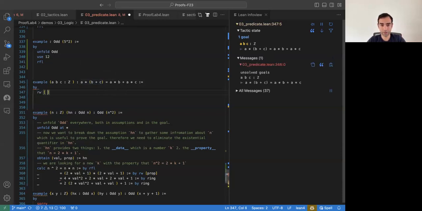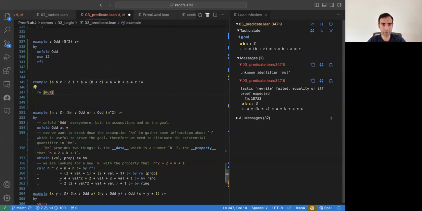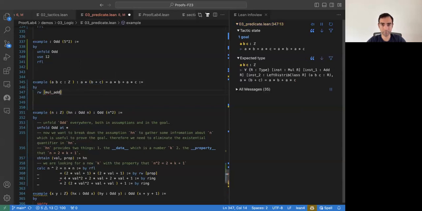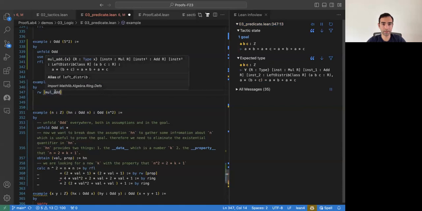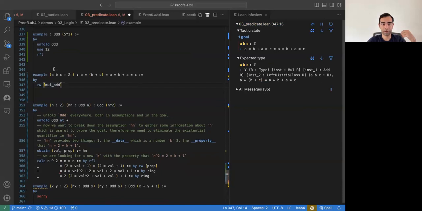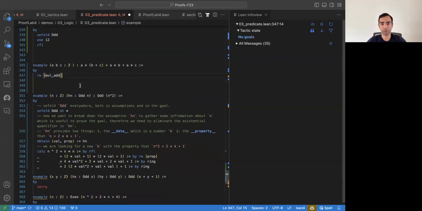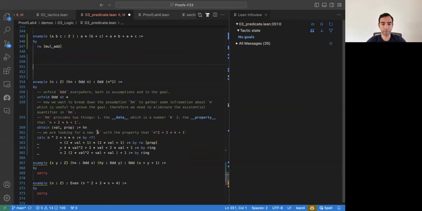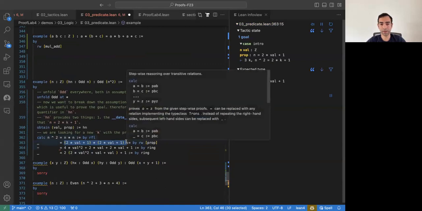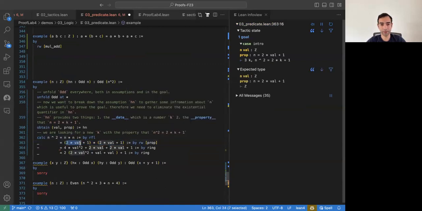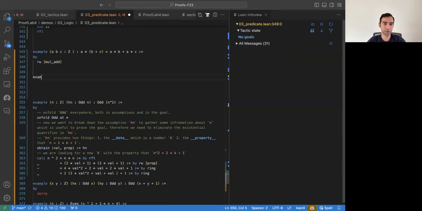So I'm going to rewrite, probably the name of this would be mul_add or something. Right, so if I mouse over this, it exactly says what I want. So this proves what we wanted. But here, if you look at this expression, it's a multiplication of two things: some a plus b, and this is some c plus d. So let's try to do this more complicated one.